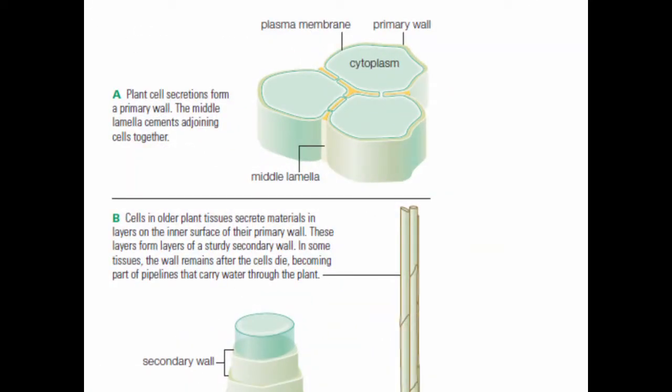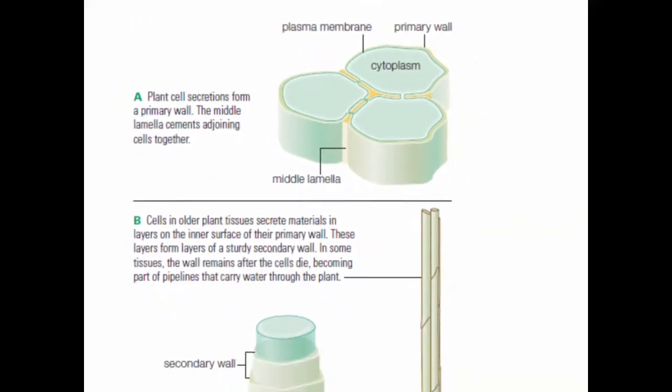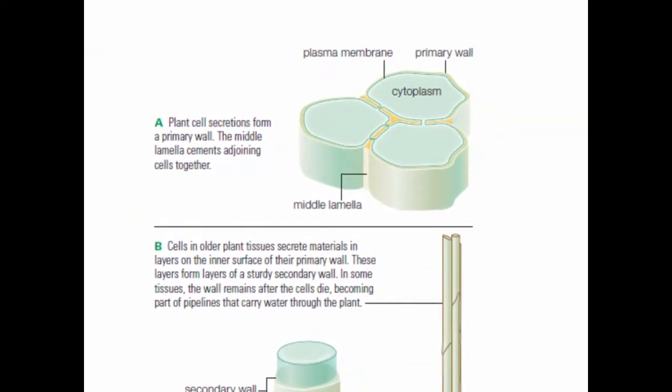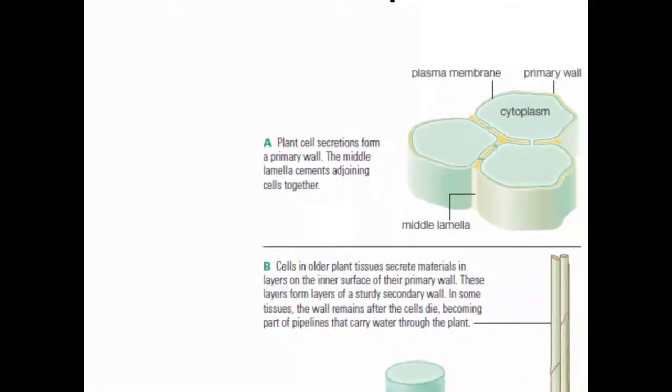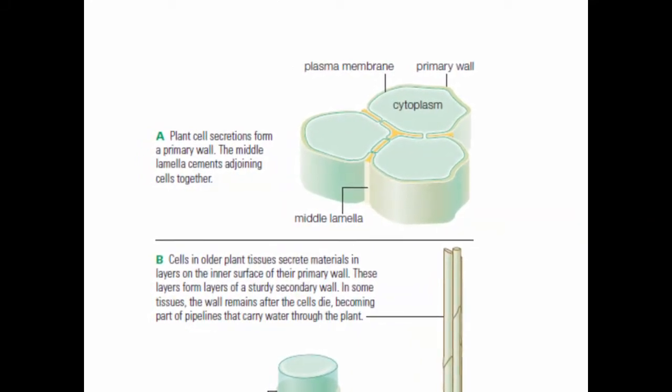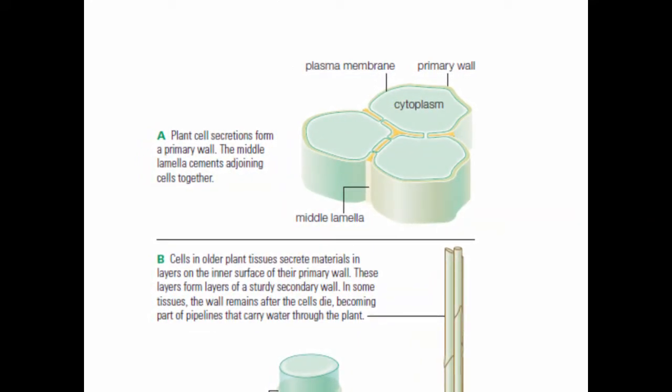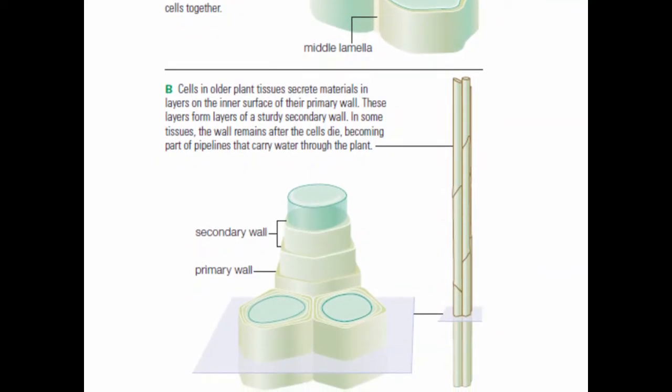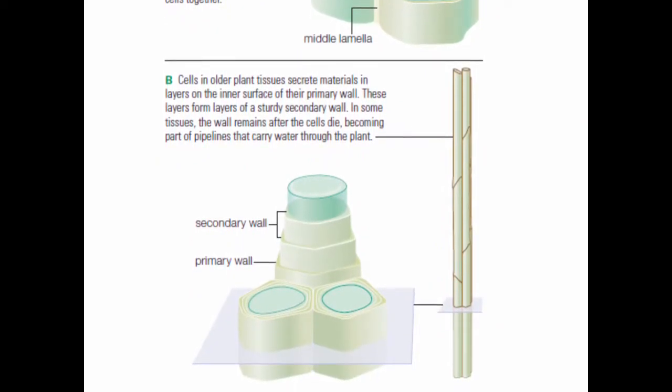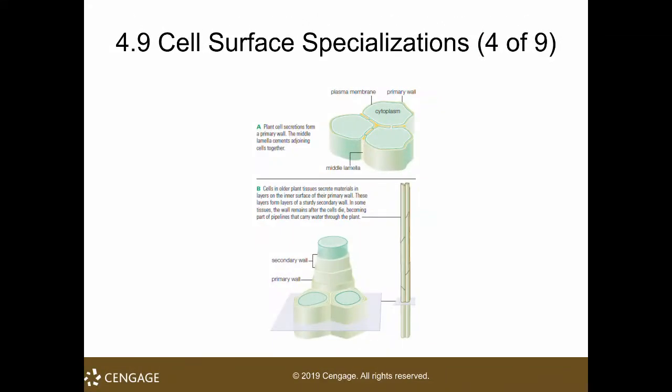So here is your cell wall. The plant cells secrete cellulose that forms the primary cell wall. Then in older plant tissues, additional secretions of the cell itself develop on the primary cell wall to form the secondary cell wall, and then you will have a tougher lignin or lignocellulosic membrane. So that is your cell walls.